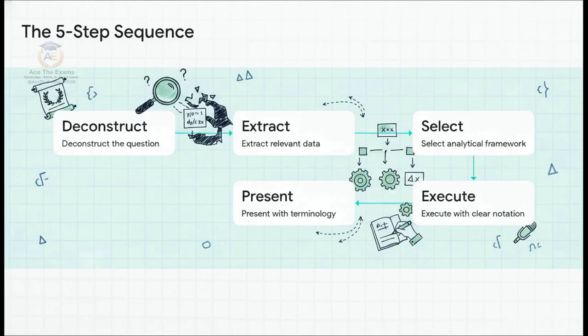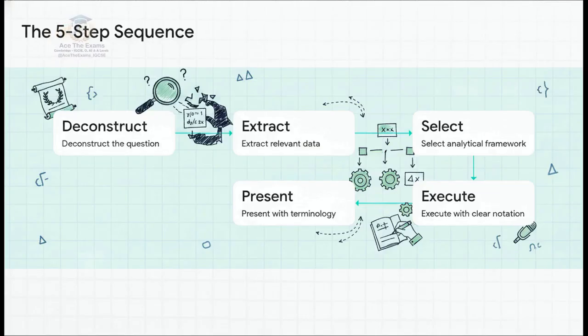Here is the exact 5-step procedural framework you need to apply to every single differential equation question you ever face. Step 1, deconstruct the question. This is where you actively decode the command words. What are they actually asking you to show or prove? Step 2, extract relevant data. Pull out those initial conditions immediately. Write them down clearly, like x equals 2 when t equals 0.